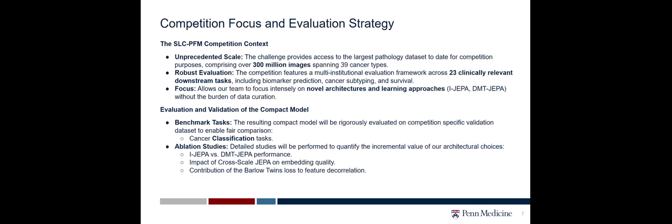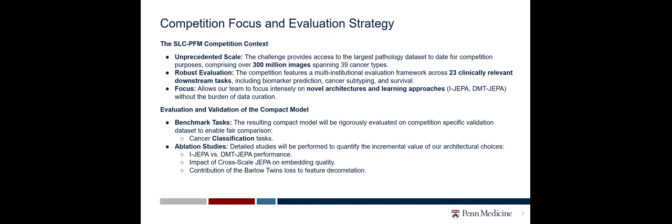The SLC-PFM competition gives us a unique and powerful setting. It provides the largest pathology dataset ever released for benchmarking, with over 300 million images across 39 cancer types. This allows us to focus entirely on developing novel architectures rather than spending time on data curation.